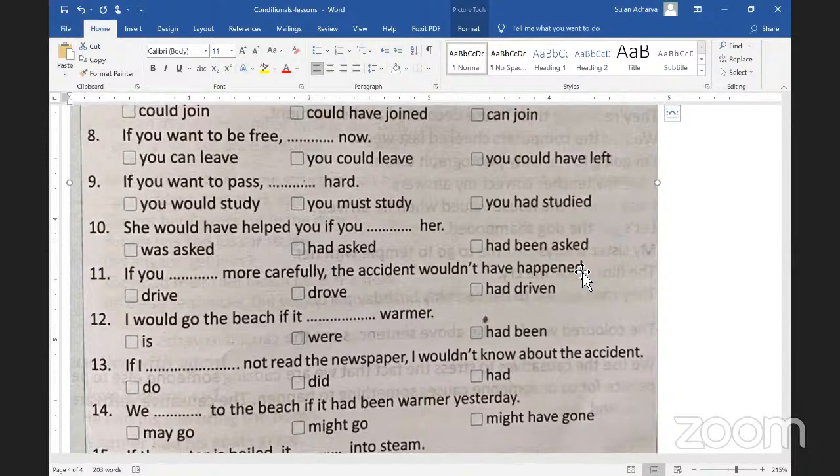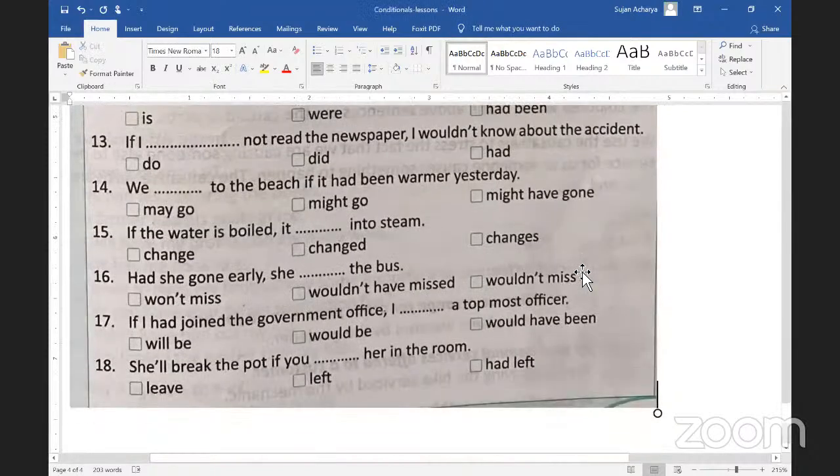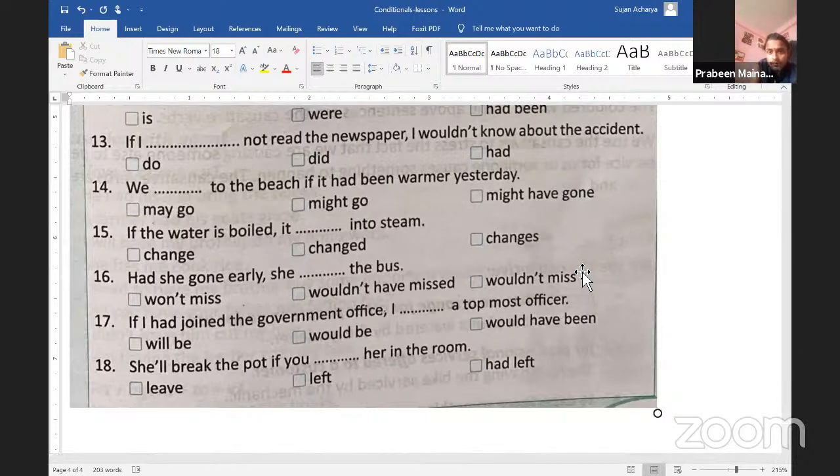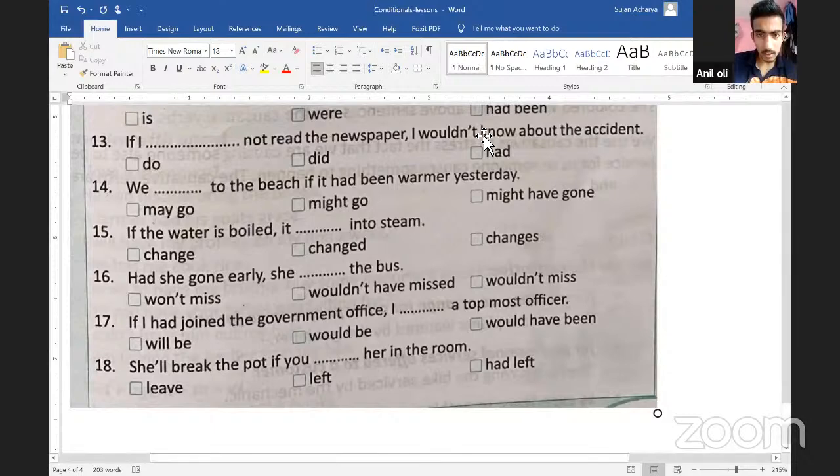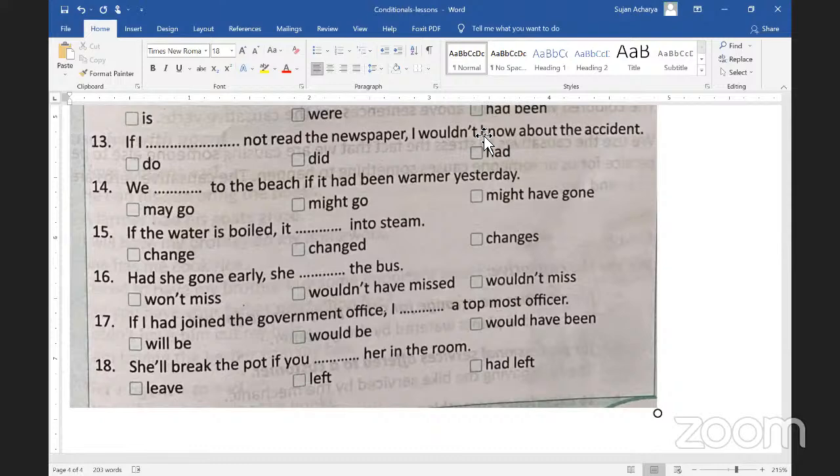Number 13, I would know about the accident. Would plus V1 means if I did, past form. If I had not read the newspaper, I would know about the accident. Number 14, look at the other side.